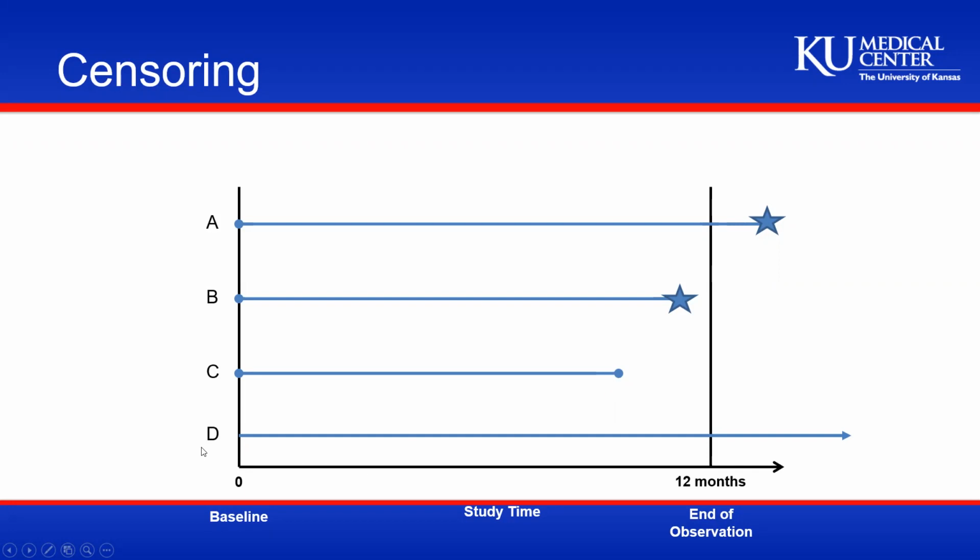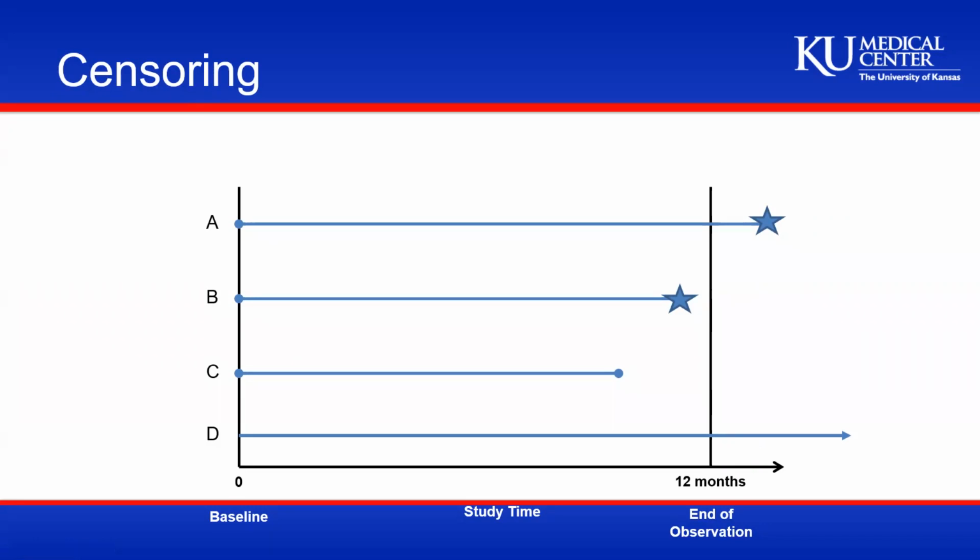And then participant D actually contributes the exact same information as participant A. I observed them for 12 months. They were event-free. They were censored at 12 months, even though this person never had this event that I was tracking, even after the study was over. So that's the information that you have in a data set when you do survival analysis.